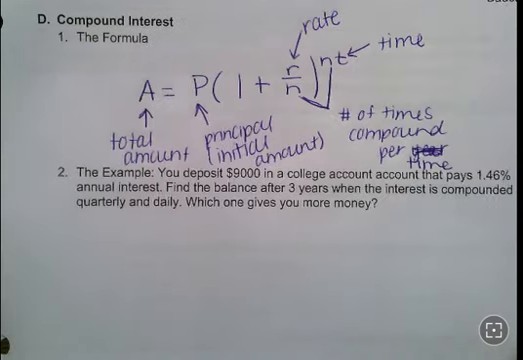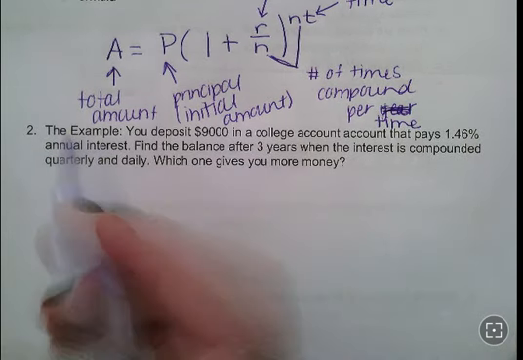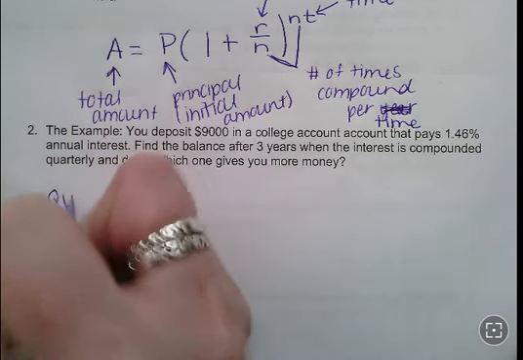So the example is you deposit $9,000 into a college account that pays 1.46% annual interest, okay? Find the balance after 3 years when the interest is compounded quarterly and daily. Which one gives you more money? Okay, so we're going to do both of them. So let's just do the quarterly first.